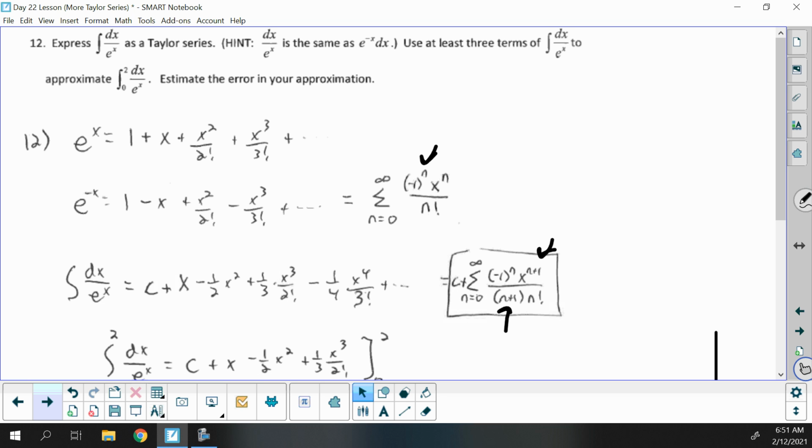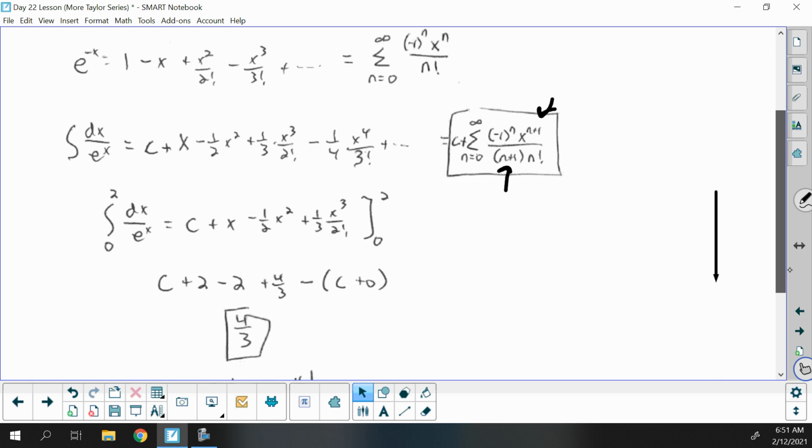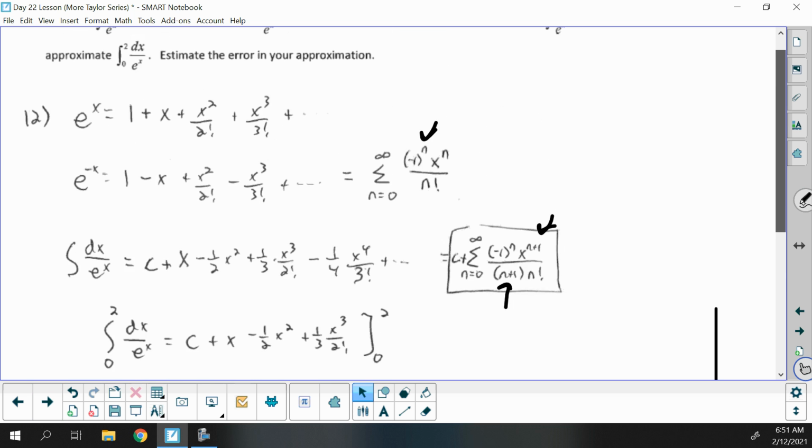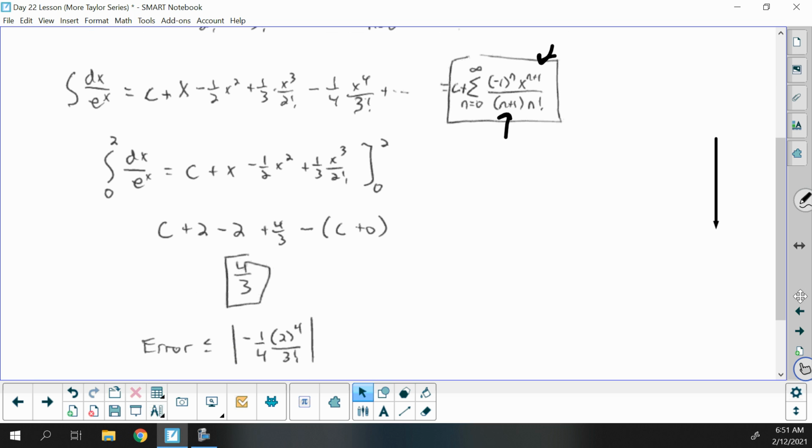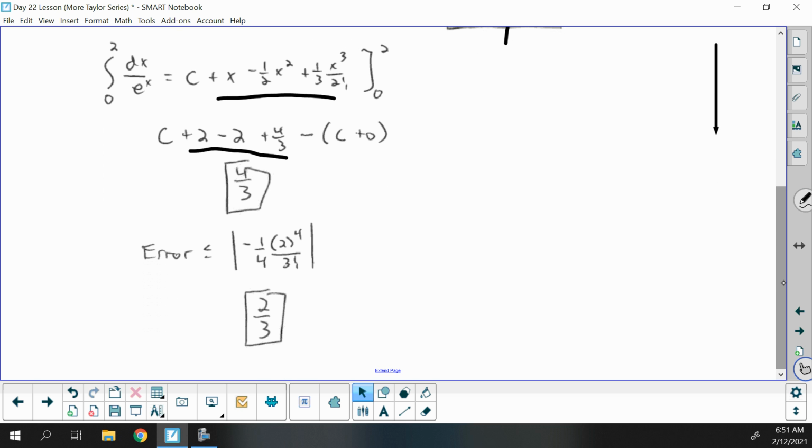Now to evaluate from 0 to 2, the zeros are going to wipe everything out, the c's will wipe out, and they want us to use at least 3 terms. So here's our 3 non-constant terms. Sub in your 2, and you end up getting 4/3. Use the next term, because it's an alternating series, to find the error. So that's our 4th degree term, and we get 2/3.